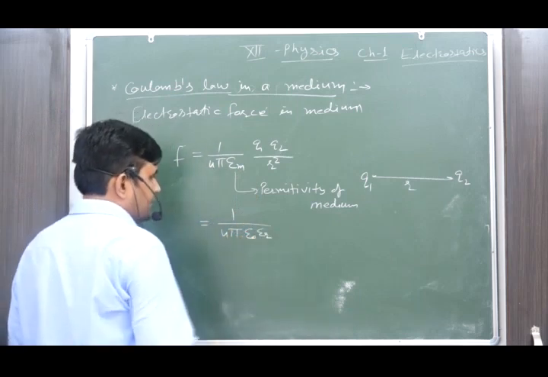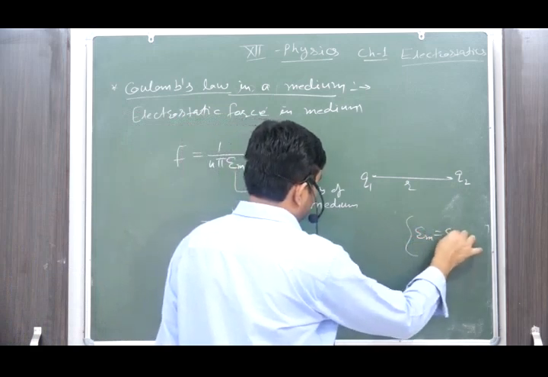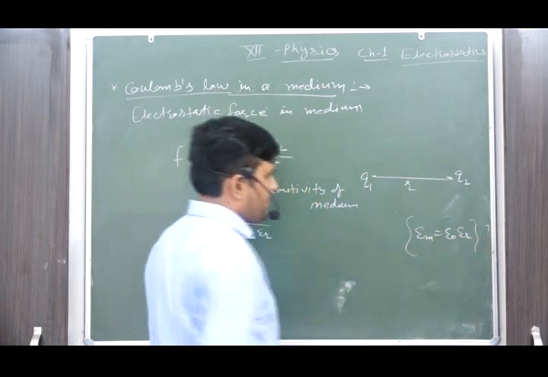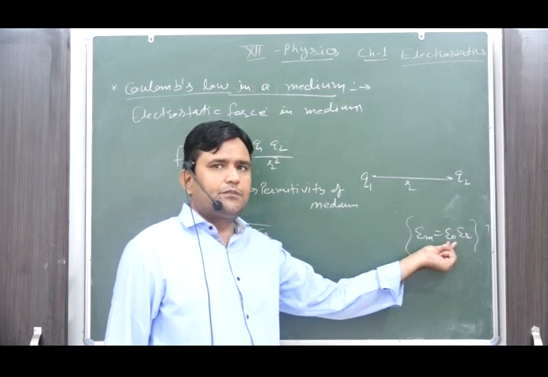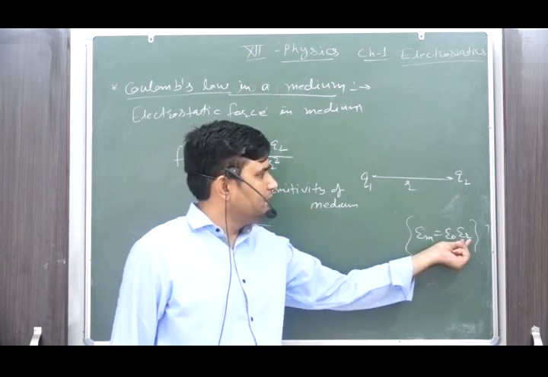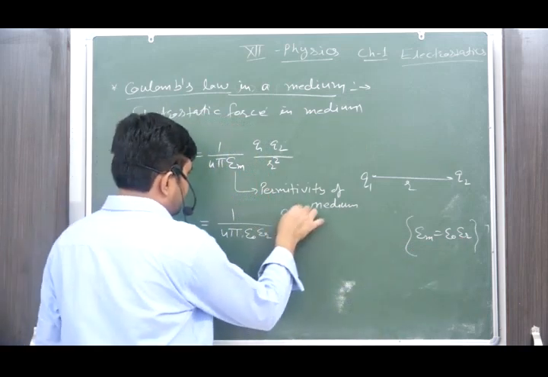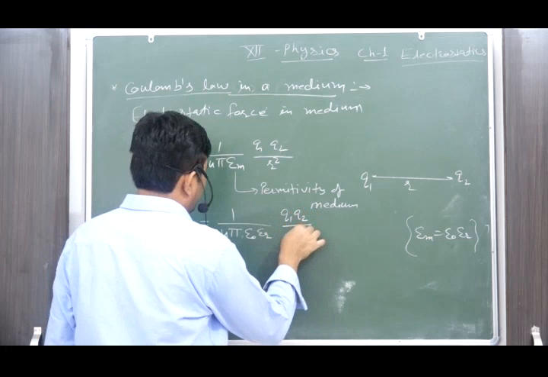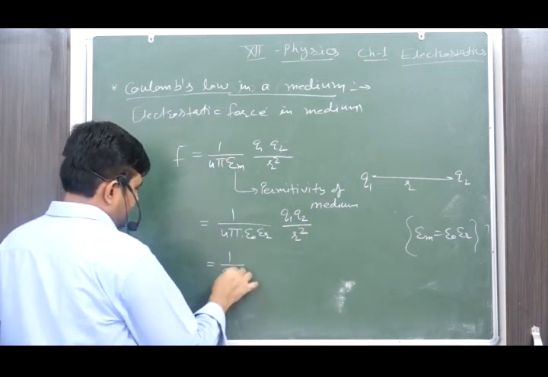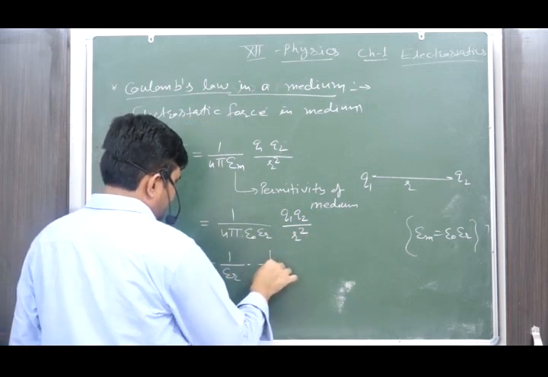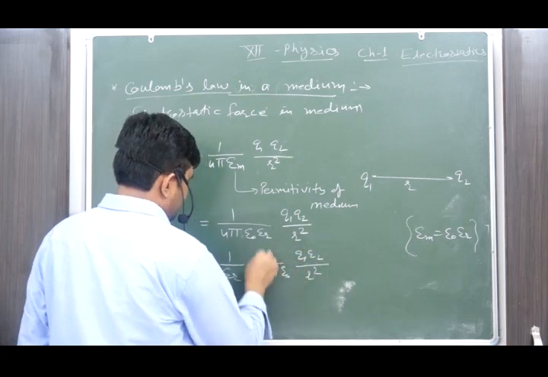Now in the formulation, in place of epsilon m, I put epsilon naught into epsilon r, because we have already studied that epsilon m is equal to epsilon naught into epsilon r. The permittivity of the medium is equal to the multiplication of the permittivity of free space and the relative permittivity of the medium. Then again it is in terms of q1 q2 upon r square. Now the entire formulation is rearranged: 1 upon epsilon r, 1 upon 4 pi epsilon naught, q1 q2 upon r square.